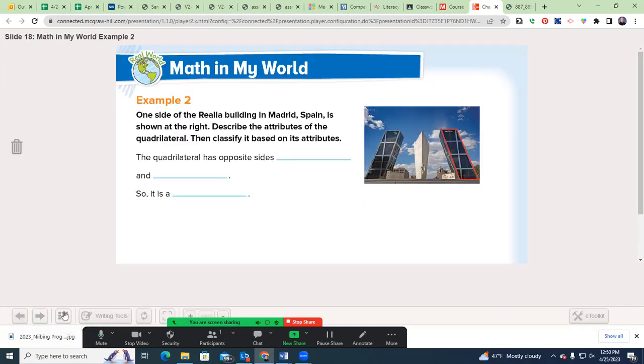Now let's go to 9:30. Example niche. One side of the Realia building in Madrid, Spain is shown on the right. See it right here, outlined in red. Describe the attributes of the quadrilateral.